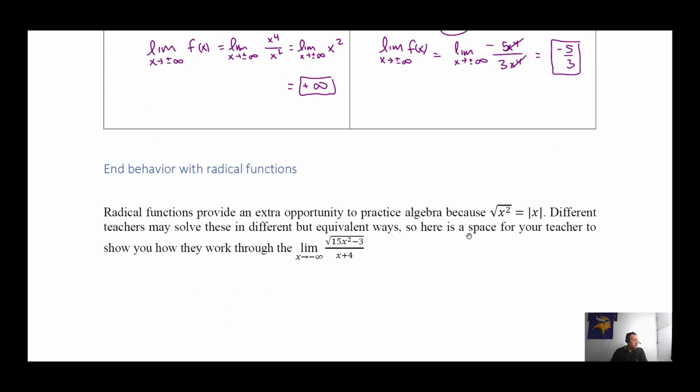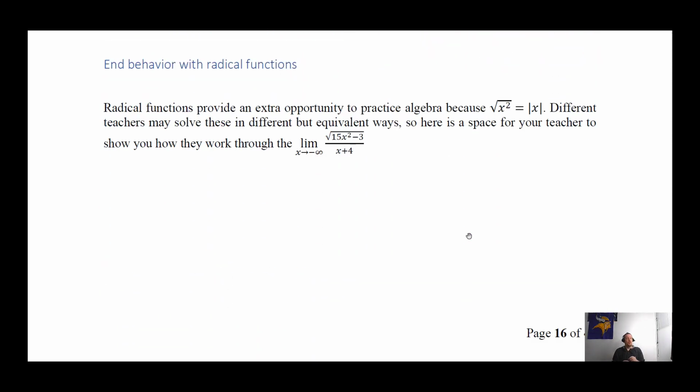So now, let's try end behavior with a radical function. These get a little bit sneaky because the square root of x squared is not just x, it's the absolute value of x. So I'm going to share in this video how I do these ones, which is I do analysis at the end. I don't pay attention to the absolute value intricacy, the algebra there, and I instead analyze it at the end.